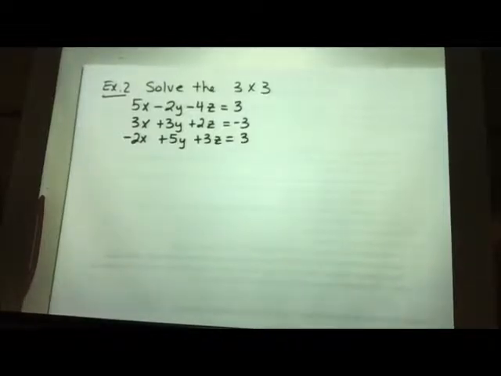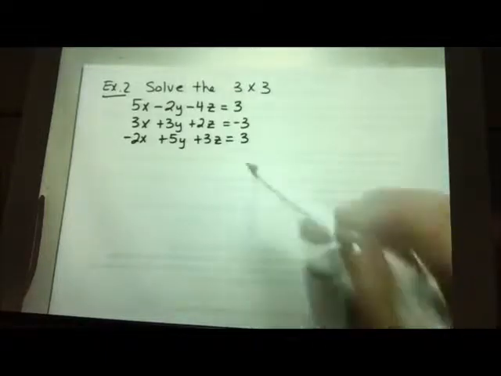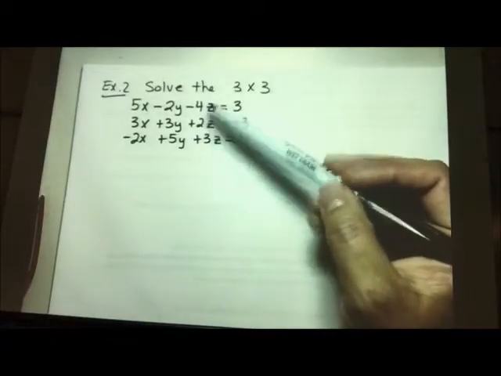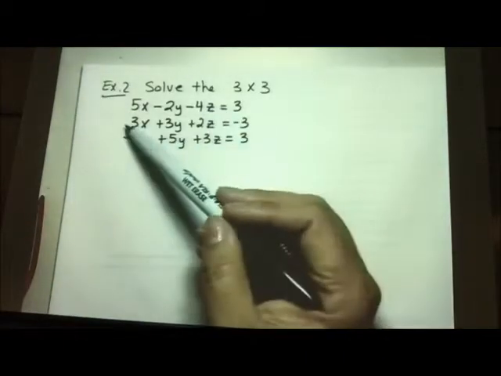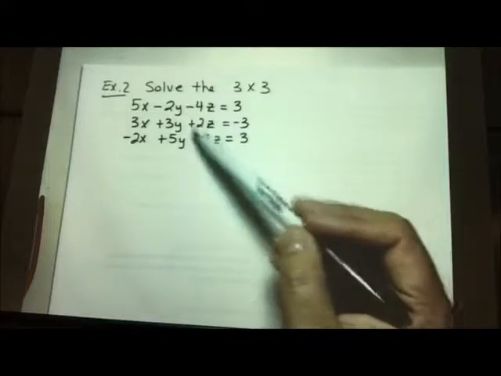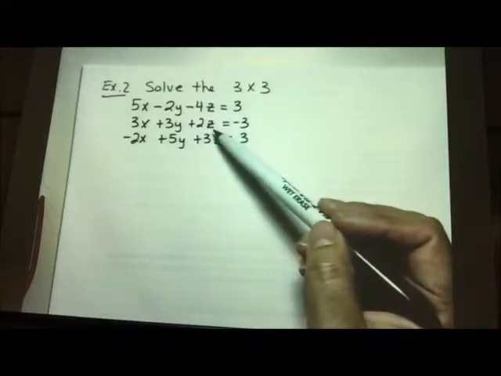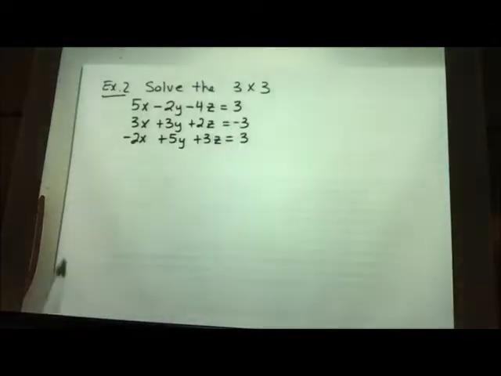Now, we have to make a decision into which 2 variables do I want to work with. So when I look at this, it would be easier to eliminate, I'm just going to consider the first 2, to eliminate the z's here. Because I would just have to multiply the second one by 2, and I would be able to eliminate this because it's a -4 and a +4 once I multiply by 2.